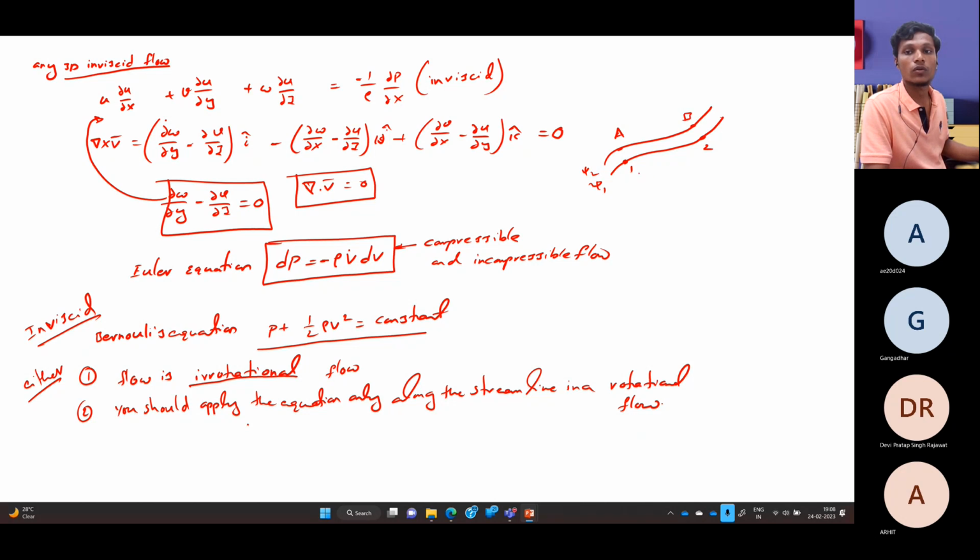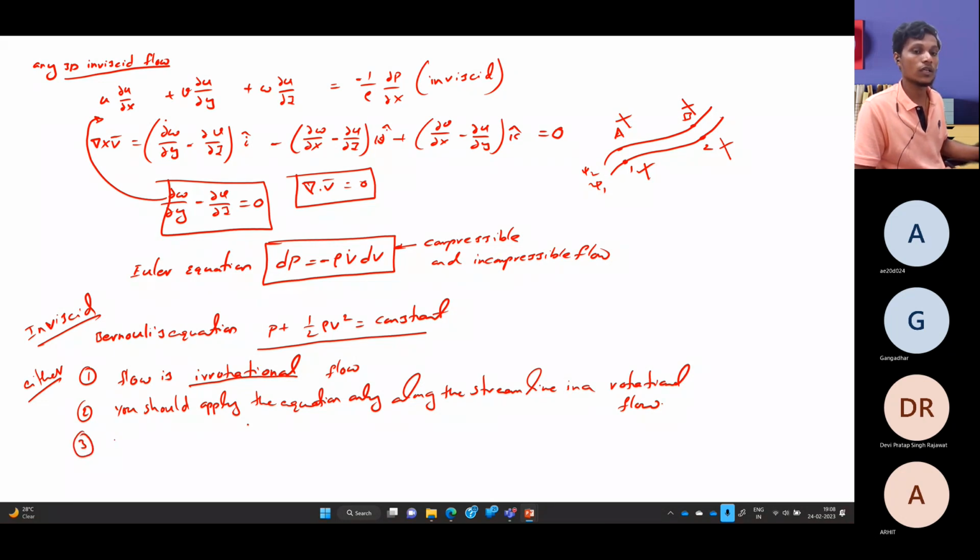I can apply the Bernoulli equation only between point 1 and point 2, or between point A and point B, because those points are on the same streamline. I cannot apply it between point 1 and point B, or between the cross points. It is not valid between any two different streamlines. It is only valid along the streamline. So in this condition also you can apply the Bernoulli equation.